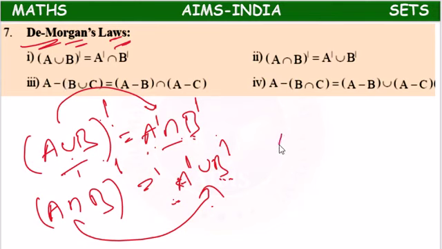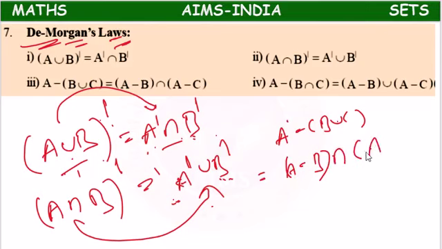Next, A minus B union C equals A minus B, distributing this. The union will change to intersection with A minus C. Or A minus B intersection C equals A minus B.